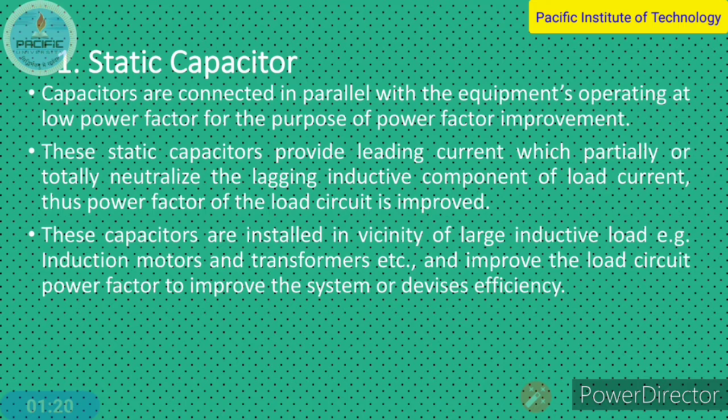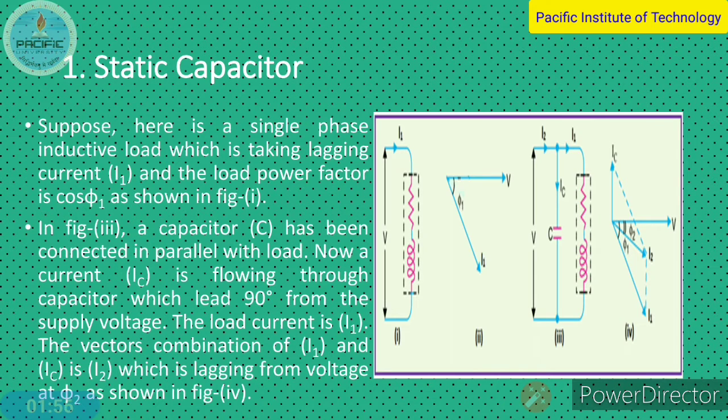Now, this capacitor when connected in parallel generates a leading current. This leading current will partially or totally neutralize the lagging inductive current. Right? So the power factor of the circuit gets improved. These capacitors are generally installed across large inductive loads, induction motors and transformers, and they improve the load circuit power factor to improve the system efficiency. Here is a diagram which shows the connection of a capacitor across the load.